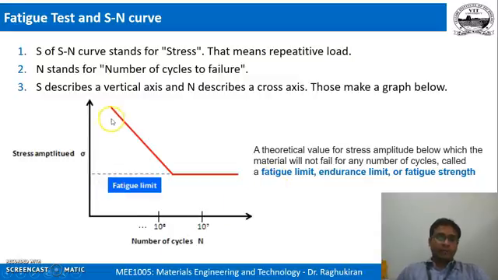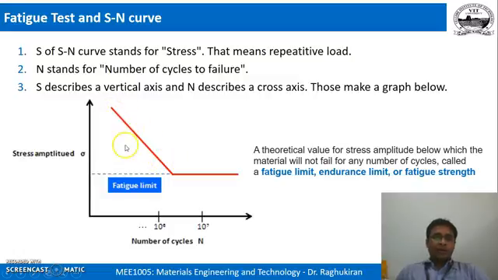So what is happening here? If you apply very high stress amplitude, this is stress amplitude, right? The material may fail very early, with a very minimum number of cycles. This is the number of stress cycles. That means the higher the stress amplitude, the less the life. Whereas as you keep reducing the stress amplitude, you see the life is gradually increasing. You see the curve is moving to the right side. That means it is able to sustain more number of cycles, right?